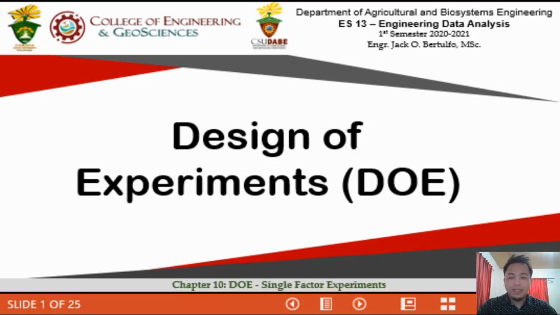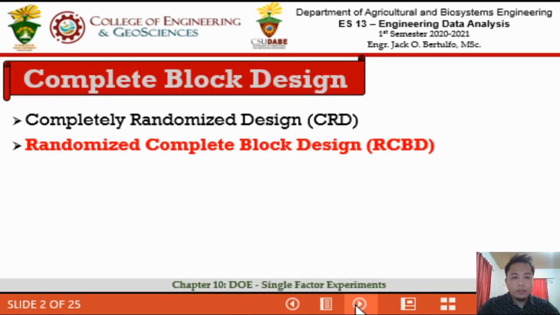Hello and welcome back. So, this is the continuation of our discussion about the design of experiment for a single factor experiment. Last time we discussed the completely randomized design or the CRD. Another type of complete block design is the randomized complete block design. We will discuss the analysis of variance, the design procedure, and how to interpret the data, and that's it. Okay, so let's start.